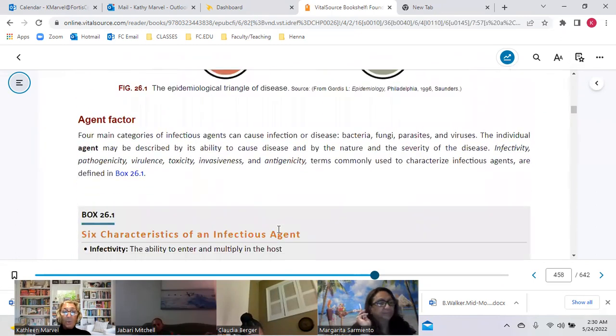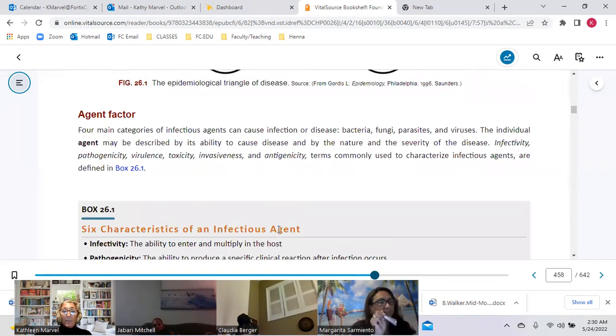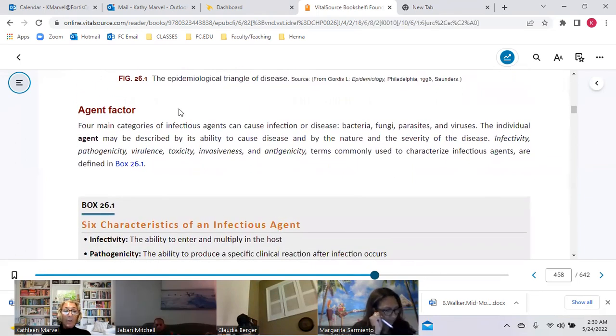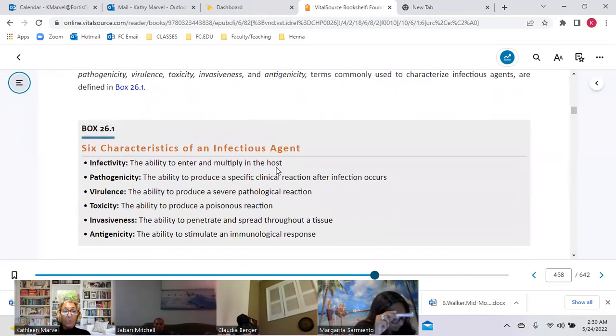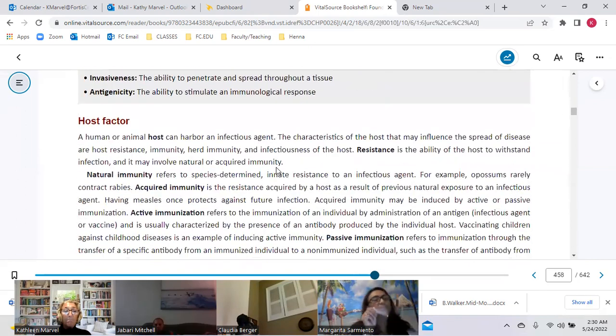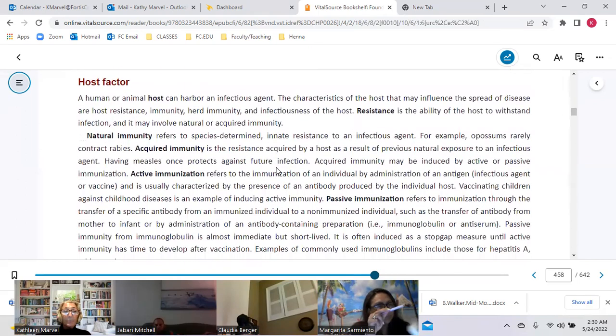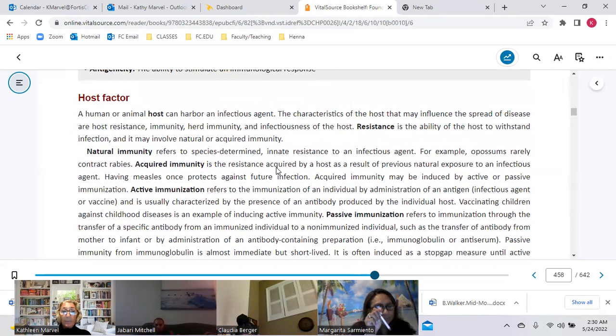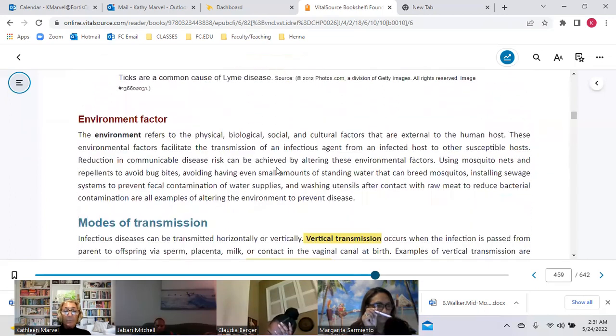So we're not, let's see, it goes through, we've already gone through this: what the agent is, bacteria, fungi, parasites, we've gone through all that. Goes through the host, which is us, right? Do we have natural immunity, acquired immunity? Do we have active immunization, passive immunization? That's how we're going to react to it. How healthy are we? Okay.